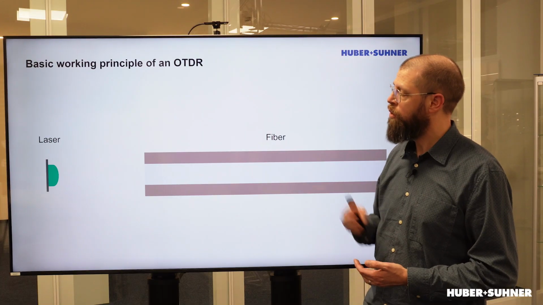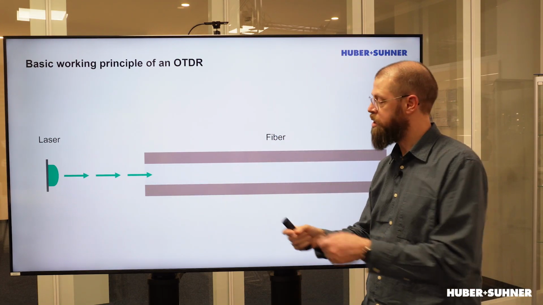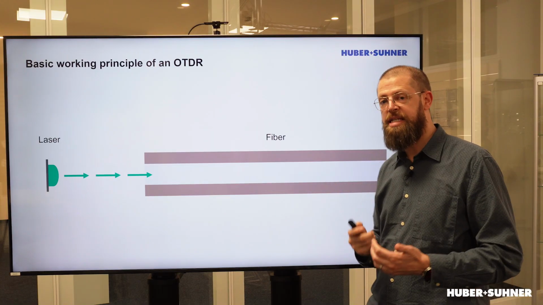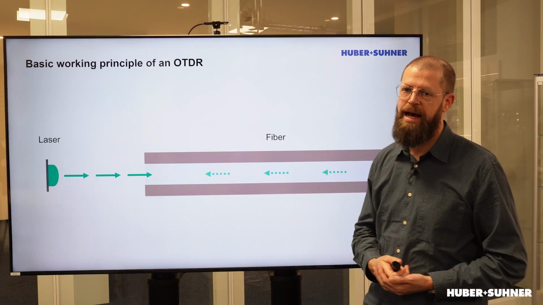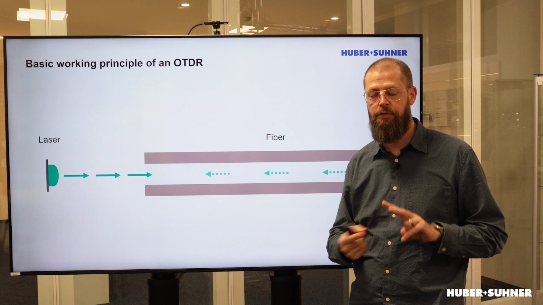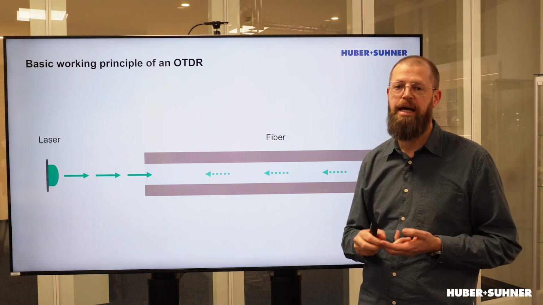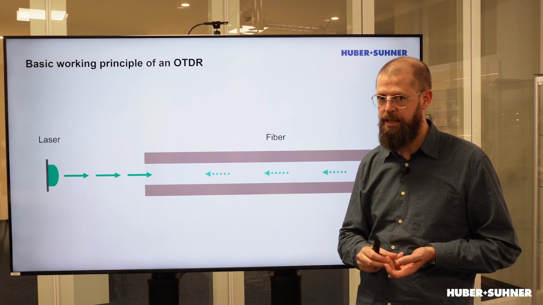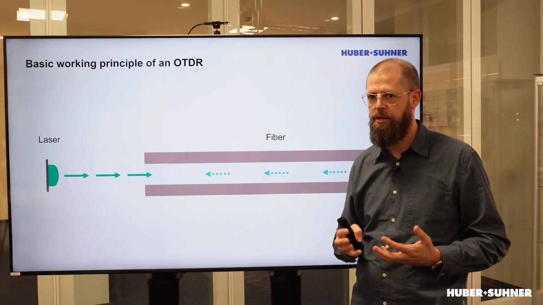Well, simply put, what an OTDR does is it sends short laser pulses into the fiber, and at the same time it measures that tiny little bit of light that is being reflected back. And it does that in two ways. Number one, it measures the power level of the reflected light, and also it measures how long the light needs to be reflected back. And because of that, the OTDR measurement can tell us quite a bit about the fiber.